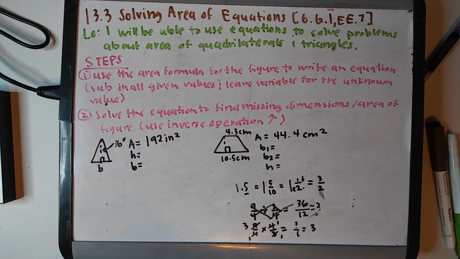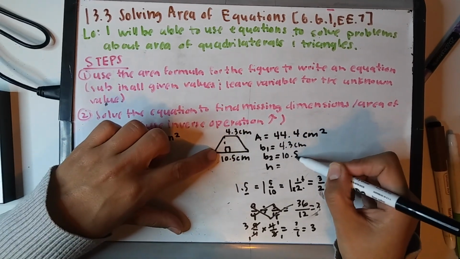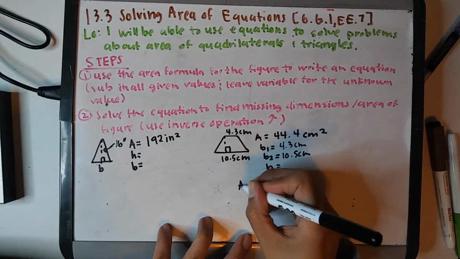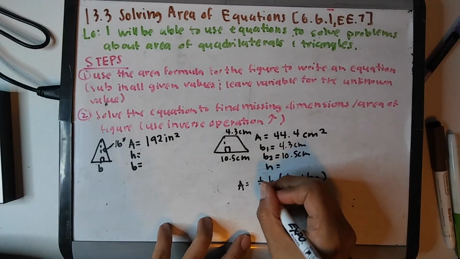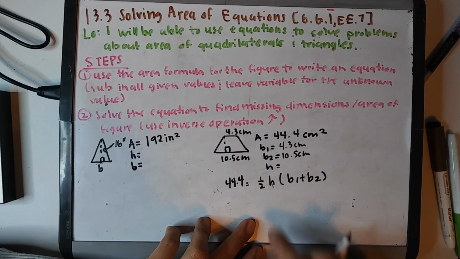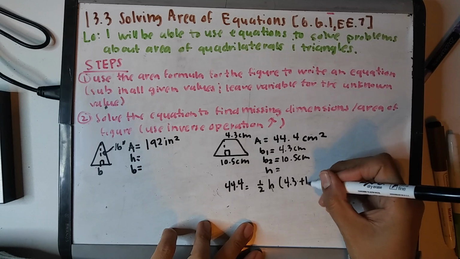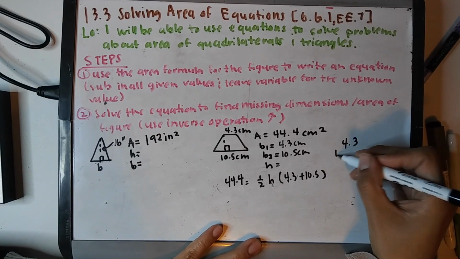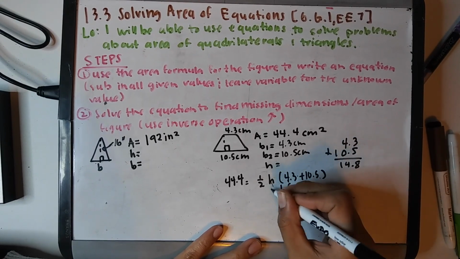Okay, let's get to this one. So area is given to me. I know my base 1, which is 4.3 centimeters. I know my base 2, which is that. I don't know my height, so that's what I'm trying to figure out. I'm gonna use this formula. So I'm gonna plug in what I know. I know this is 44.4. I don't know my height. I know this is 4.3 and this is 10.5. So I'm gonna do what I can. I can actually add these two together. So remember, you have to line up your decimals. So that's 14.8 times height times 1/2.